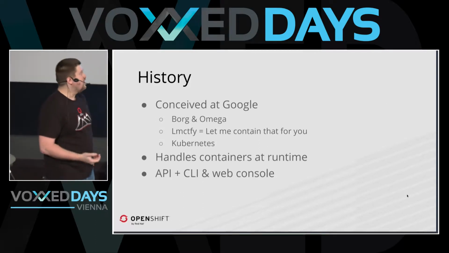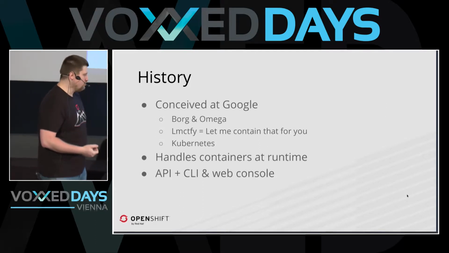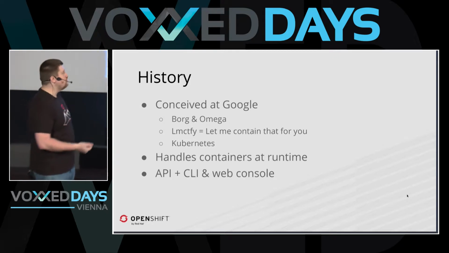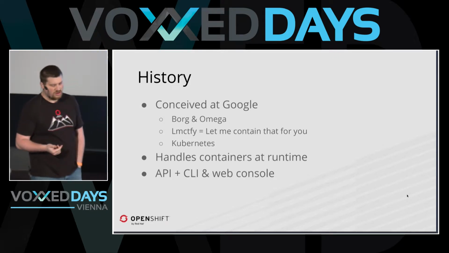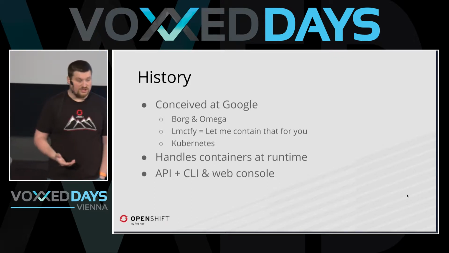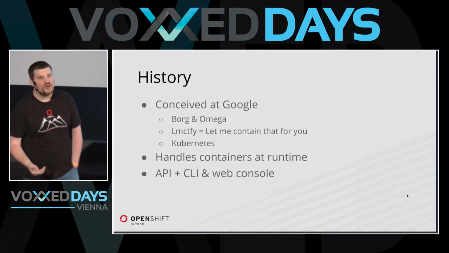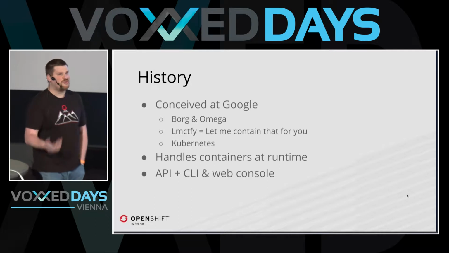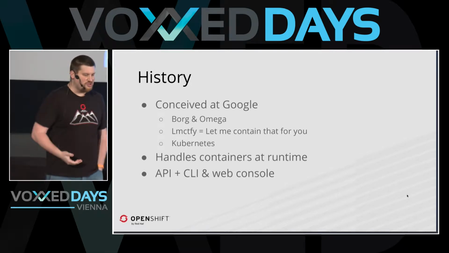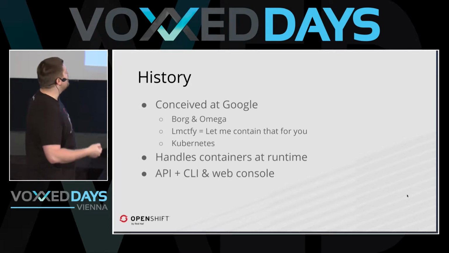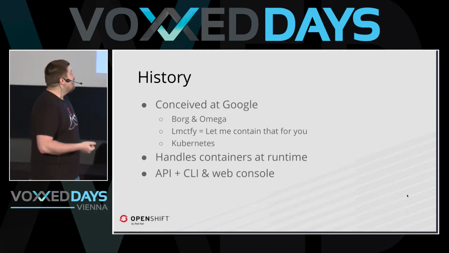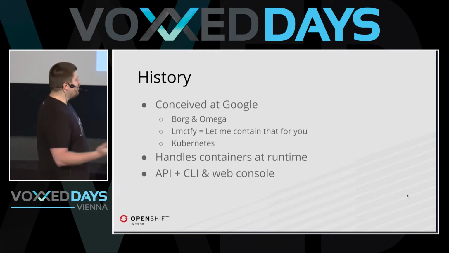So Kubernetes started as a project from Google, and Google has been using containers for many years, even before containers were actually like hipster technology. Before most of us actually cared about containers, they had been using them. It's like 2004 or something like that. They started to use them, and they have two tools internally called Borg and Omega.